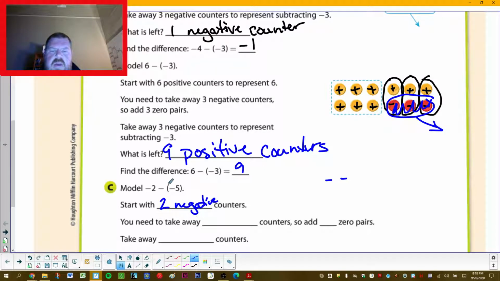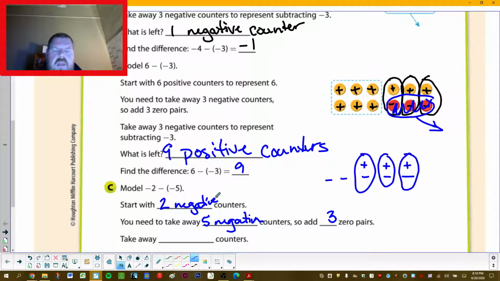And I need to take away 5 negative counters, of which I don't have that many, right? Okay, I don't have 5 negative counters, so I need 3 more to give me 5. So I need 3 more negative counters, but I can't just add in 3 negative counters. That changes everything. So I have to add in 3 zero pairs. So I need to add 3 zero pairs, and there are these ones right here.